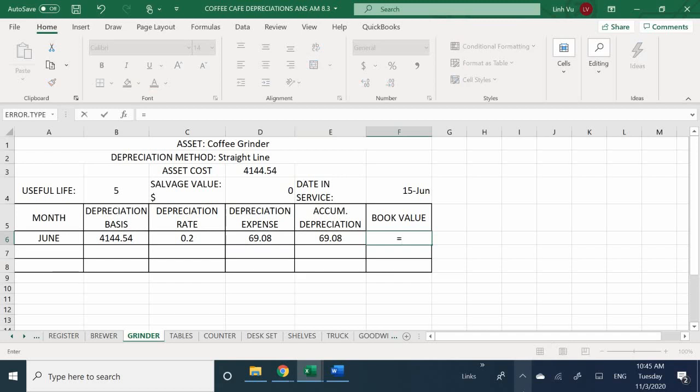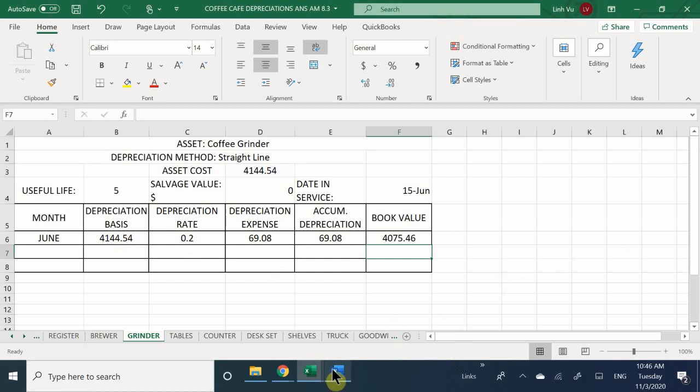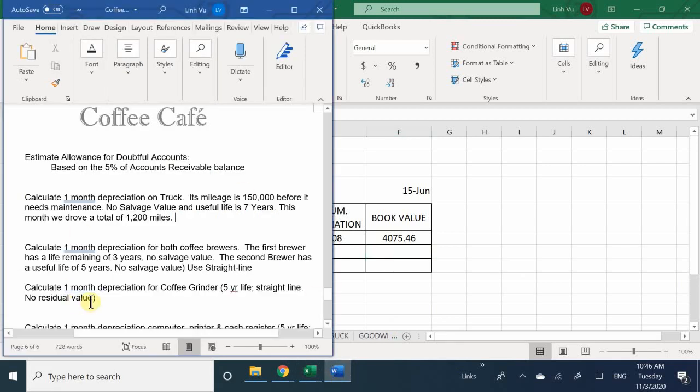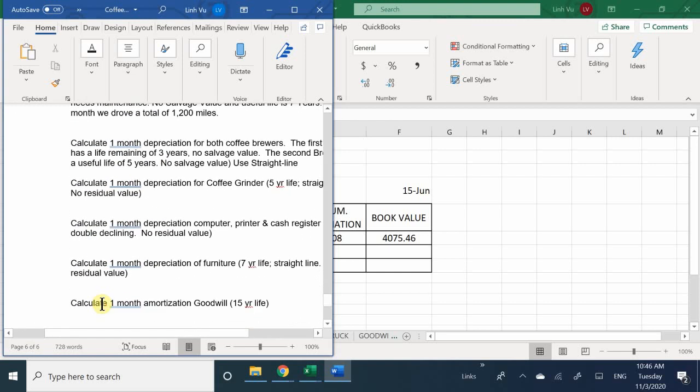So what is my total book value as of the month of June? 4075.46. So here is my depreciation expense for my coffee grinder. Okay? So let's go ahead and continue on with our scenario. What has happened next? Let me pull it down. There you go.